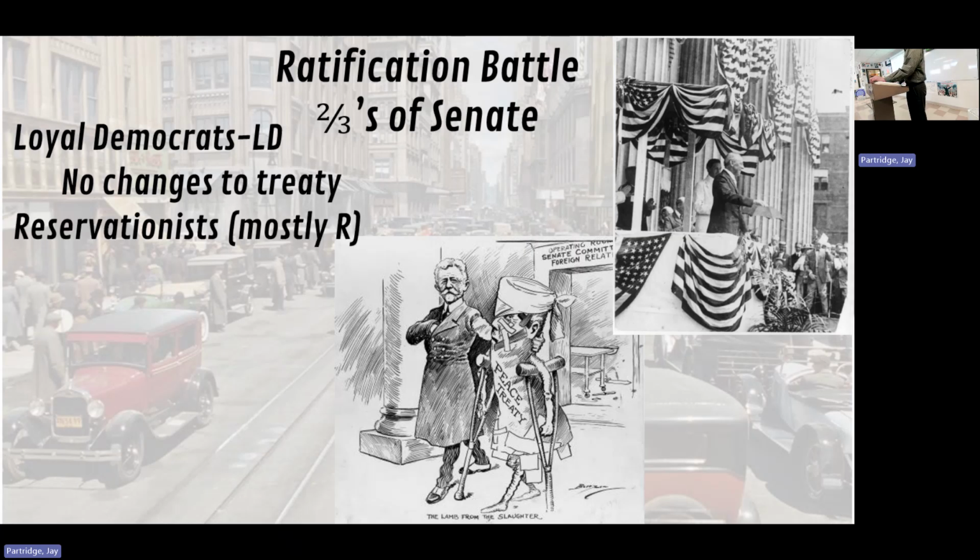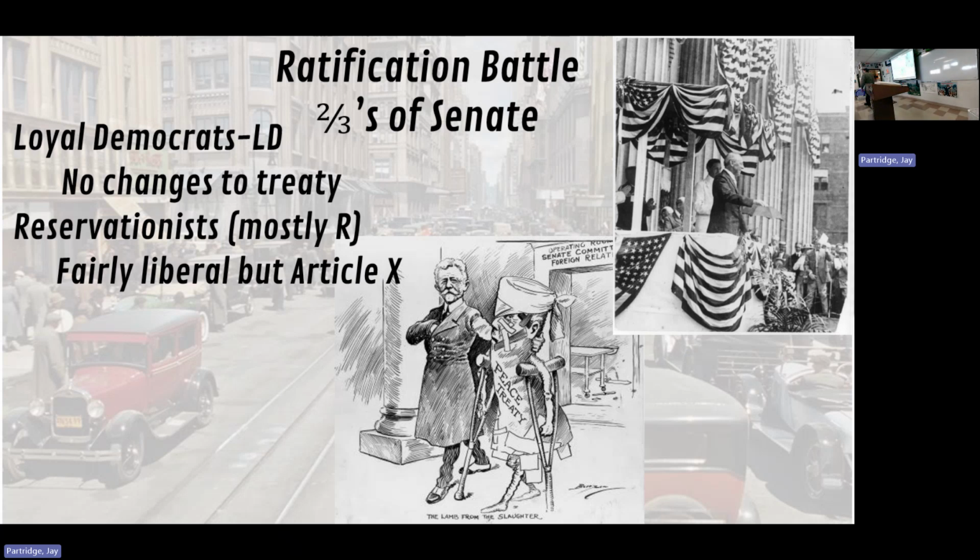And then we have reservationists. They are mostly Republicans, even though there's a few Democrats. And they're fairly liberal. They want the treaty in some way. They want it, but they hate Article 10. I'm still using the Roman numeral, but I make sure it's Article 10 in there so you don't think it's Article X.